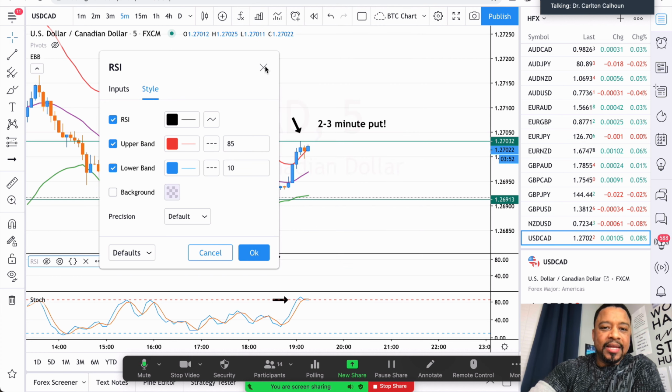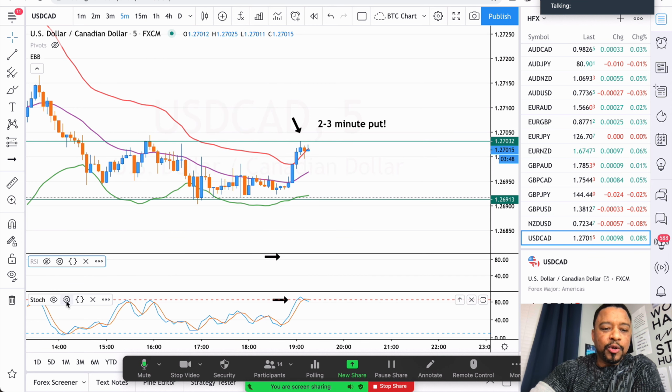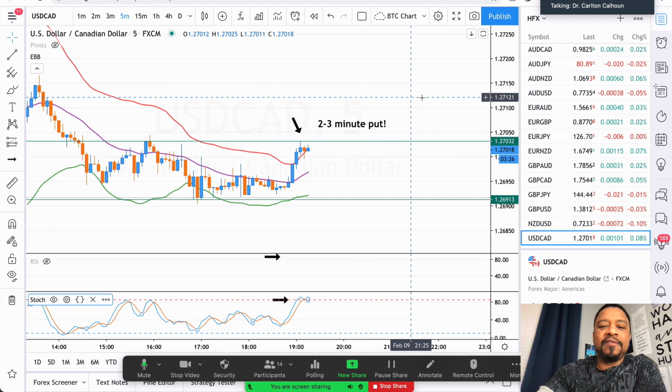My next indicator that I use, the stochastic. Same settings, 85 and 10. Normally, when you watch any training videos or hear from any educators, they'll talk about terms like overbought and oversold. And they usually have 20 for the lower band, 80 for the upper band. Well, I've been modifying the bands.